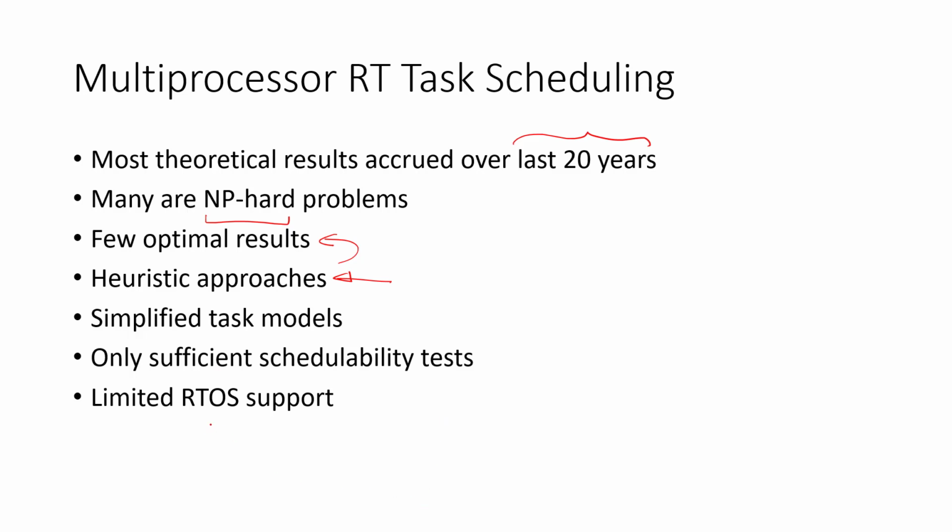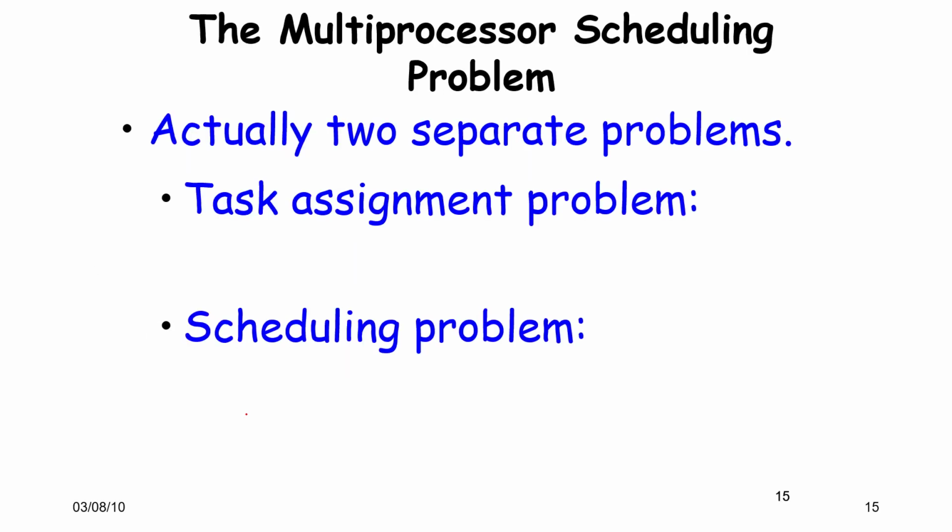And also real-time operating systems have started supporting them. Of course, last 10 years particularly has been great for this area with the coming of embedded devices and IoT and so on. But the idea is this area is still hot and it's still evolving. So the multiprocessor scheduling problem is actually, we can think of it, as two separate problems. So the first is a task assignment problem.